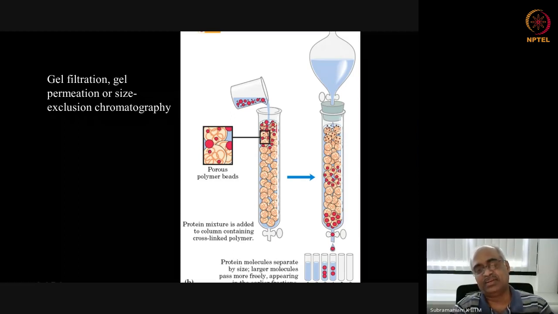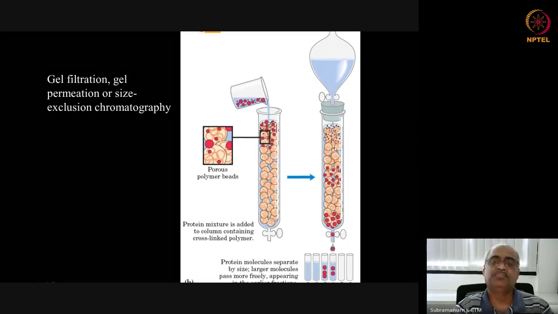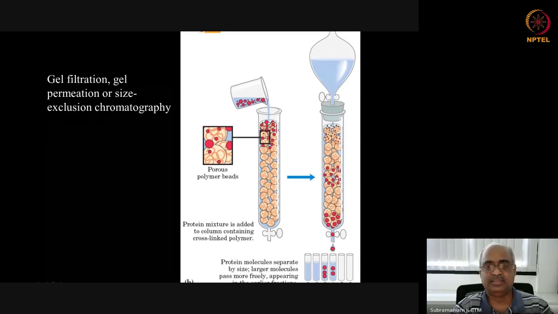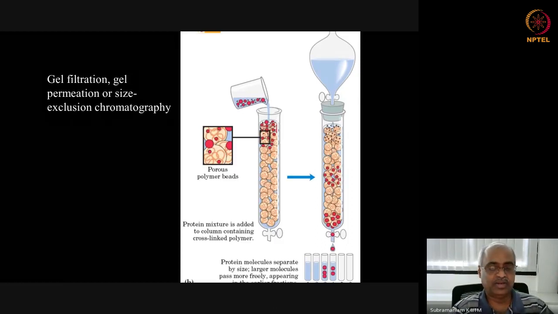This matrix itself we call a gel because the beads swell in water when you soak them, and it therefore has a gel-like property, so we informally call them gel. Here you are using a gel to filter, therefore it is gel filtration. And since it permeates through the pores of the beads of the gel, it is also called gel permeation. And since the separation is a size-based exclusion, for example, this large protein is excluded from the beads or the solid phase, it is also called size exclusion chromatography. All three terms are commonly used, so you should be familiar with any of them if you encounter them.